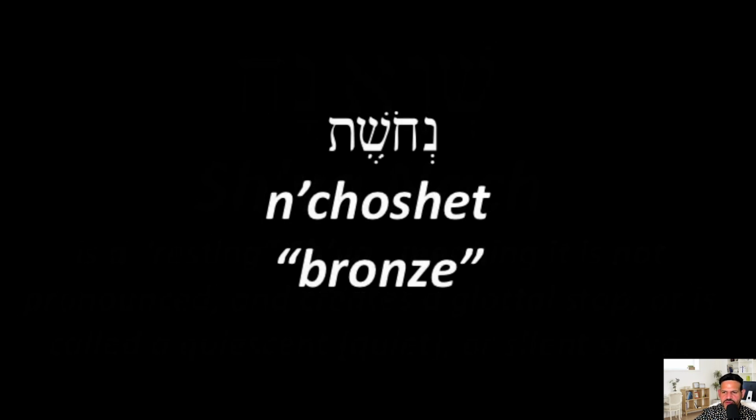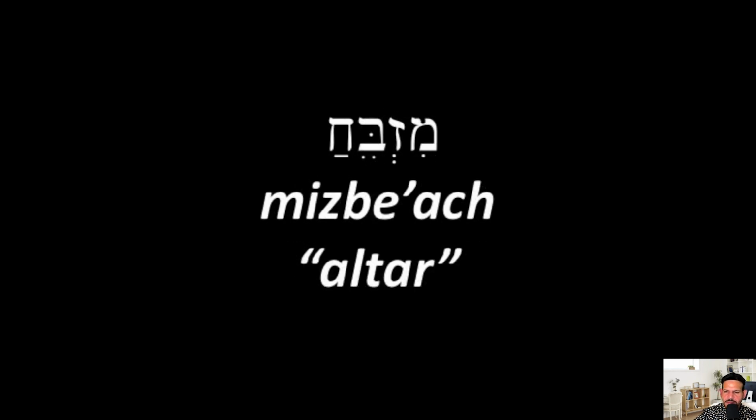In this case, it's a shva na for ne, and then the chet with a cholam, a dot floating in the air for cho, necho, and then the letter shin with a segol underneath, nechoshet, which is bronze. And what was bronze was the mizbeach.